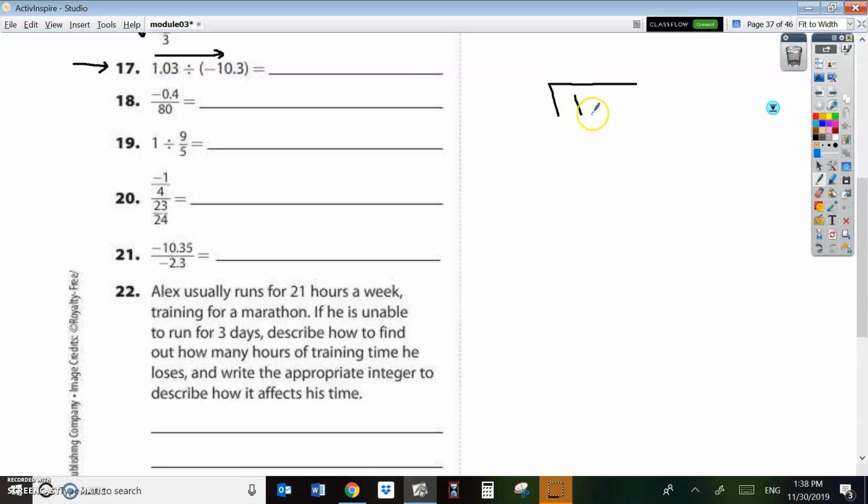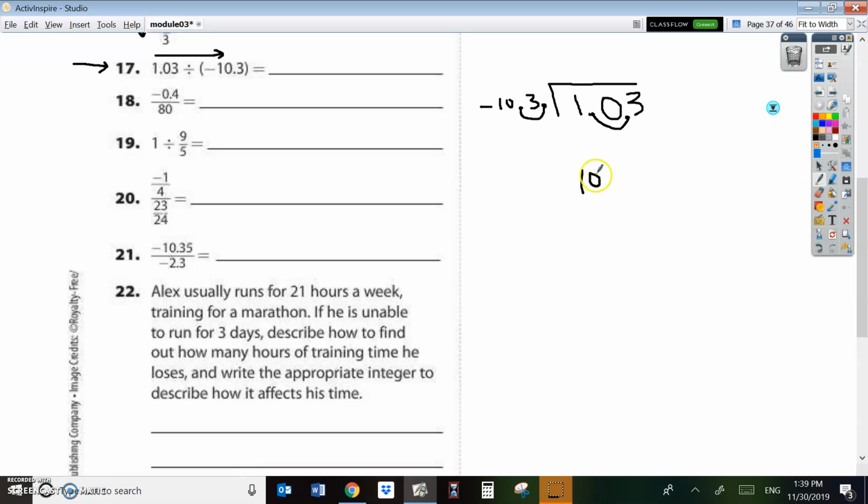So 1.03 divided by -10.3. And the rule here is, if there's a decimal in the divisor, move the decimal to the right until you get a whole number in the divisor, and then the decimal in the dividend needs to be moved the same amount. So we'll go ahead and write the new problem.